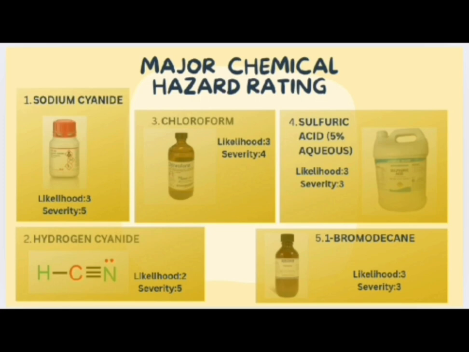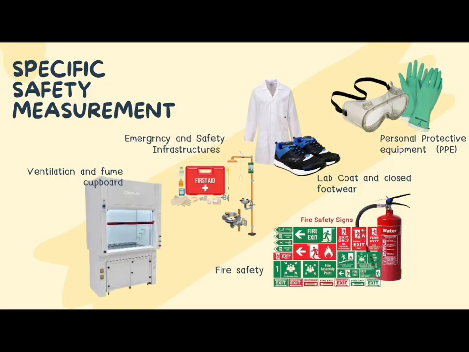For severity, a chemical is rated by how serious the injury it can cause. Based on the experiment, we determined that sodium cyanide and hydrogen cyanide have the highest level of severity and can cause the highest damage. And most of the chemicals we use have a moderate level of likelihood, which means it can occur under normal operating conditions.